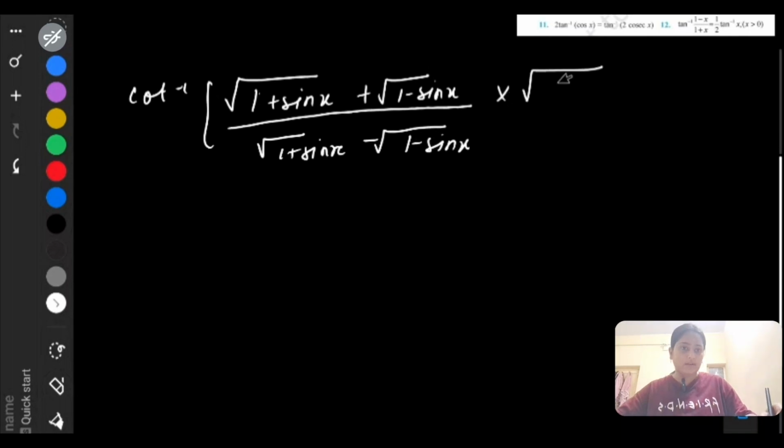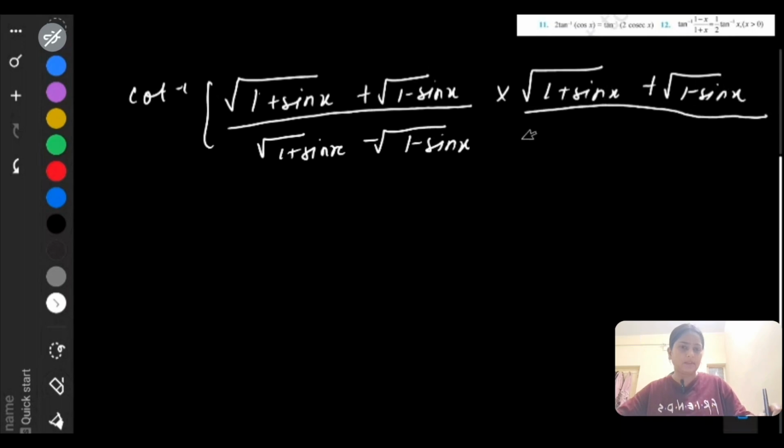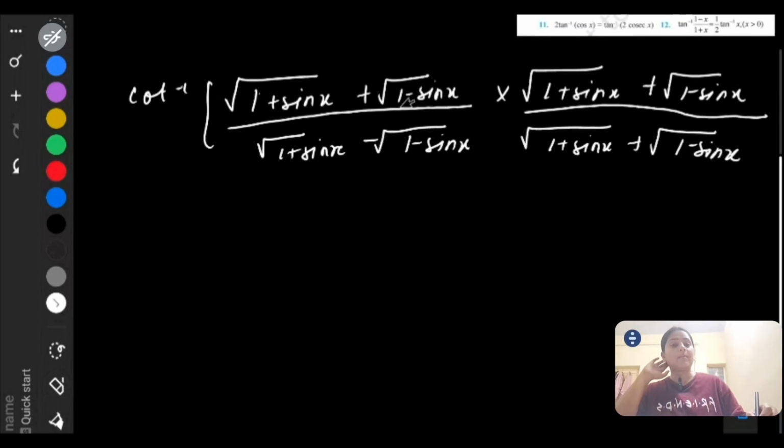So for rationalizing, we write 1 plus sine x, and in place of minus, we multiply with plus under root 1 minus sine x, divided by the same under root 1 plus sine x plus under root 1 minus sine x. Now here we will multiply the denominators. It is a minus b into a plus b, which we know is a square minus b square. And a plus b into a plus b, we know is a plus b whole square.